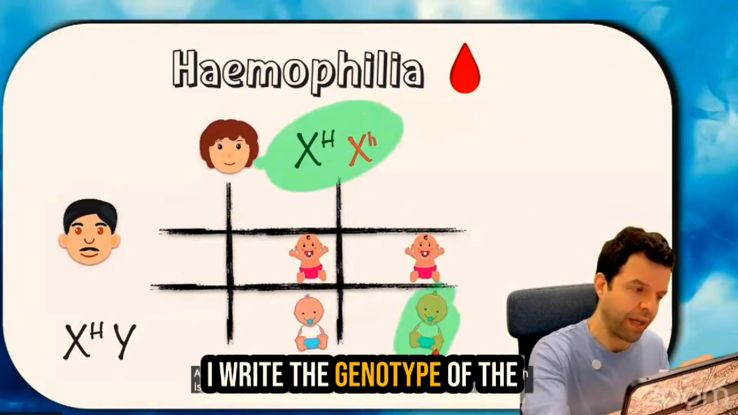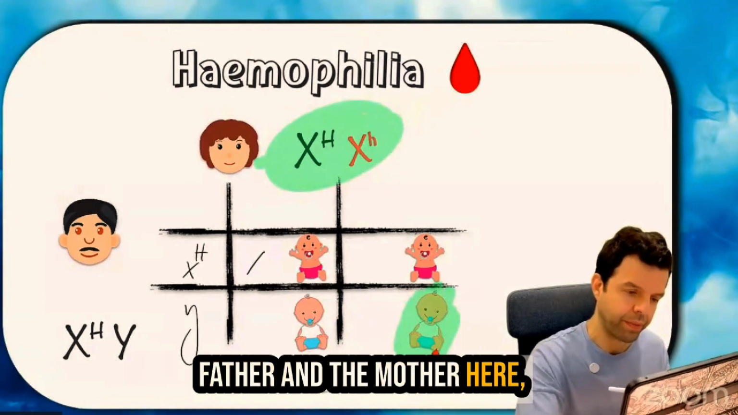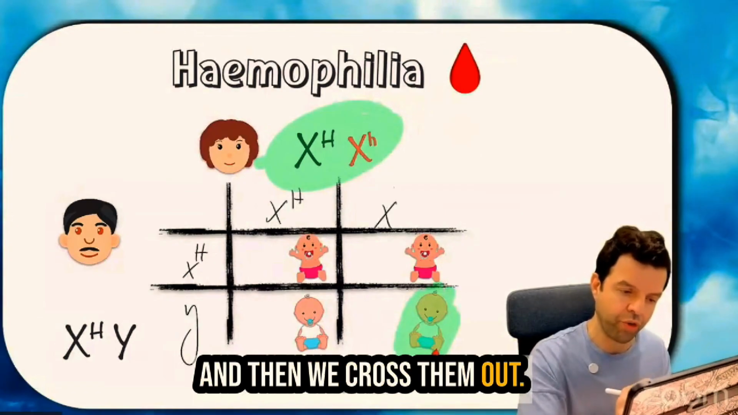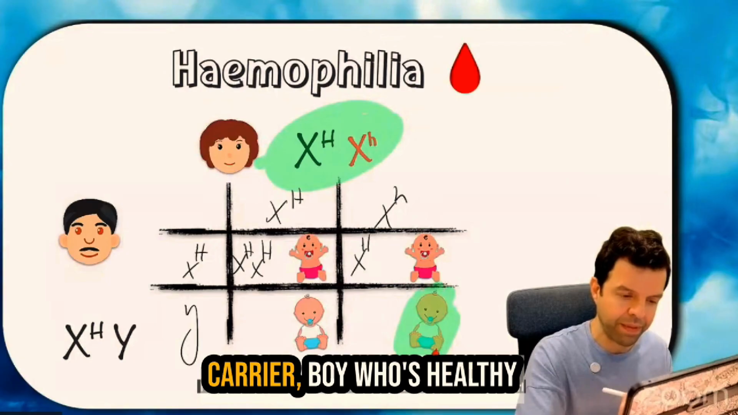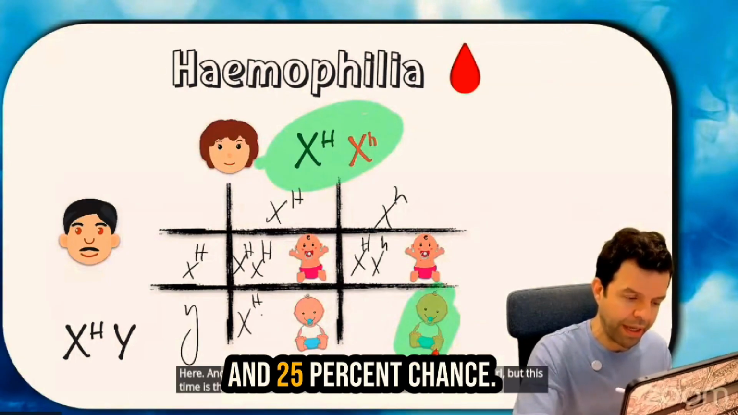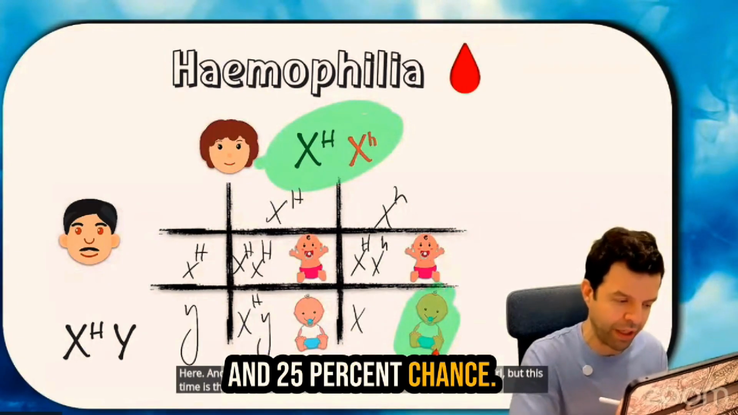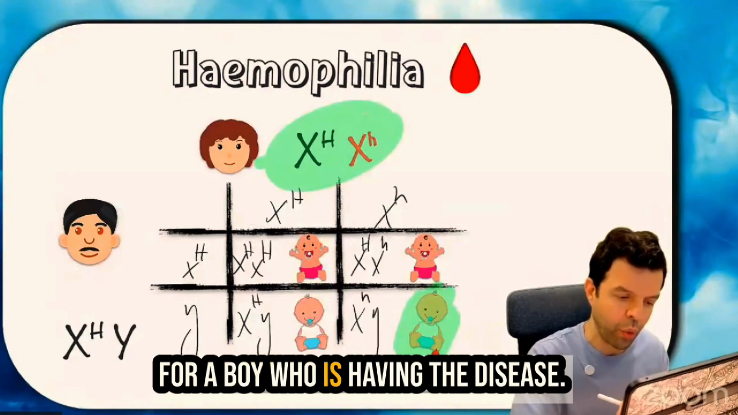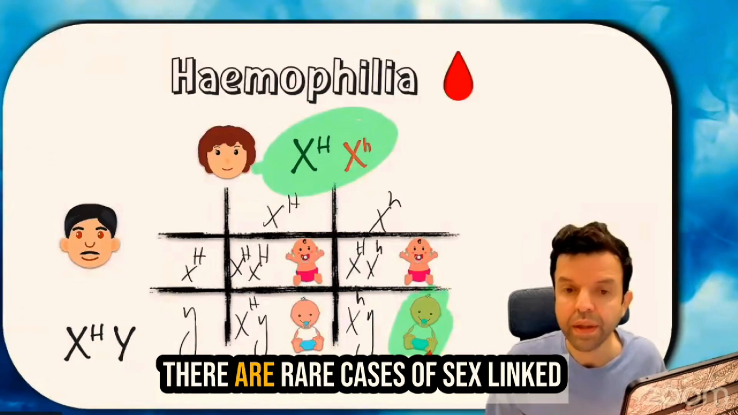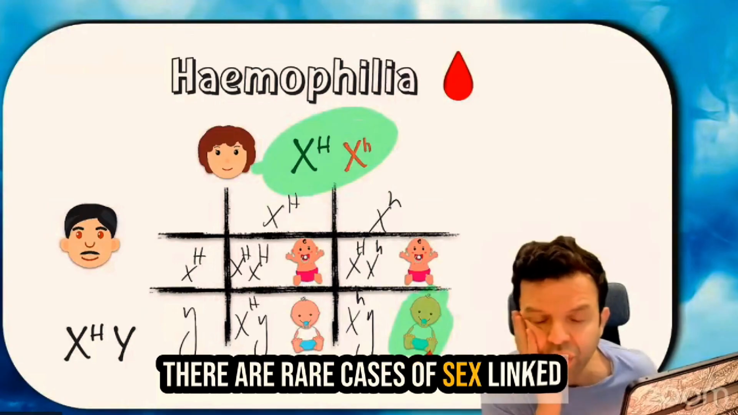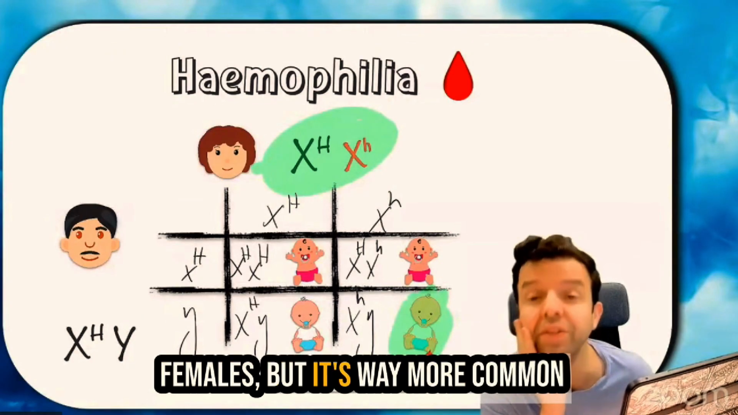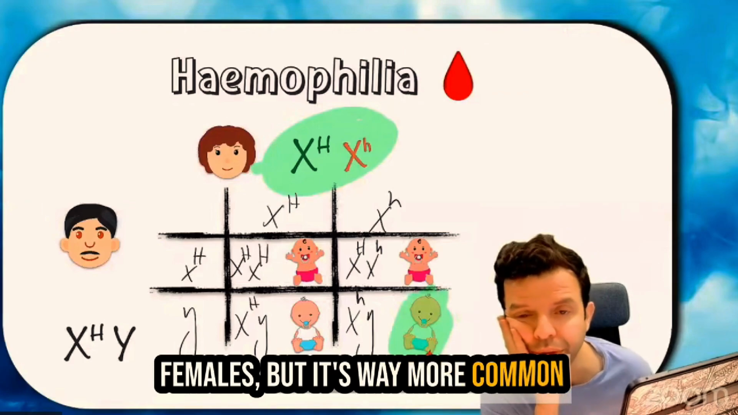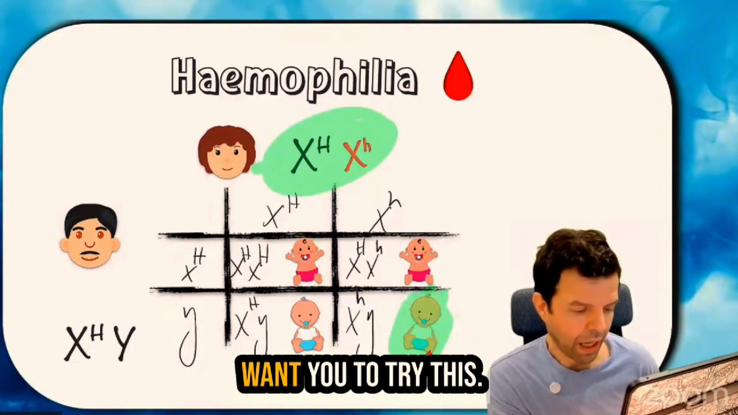I write the gene of the father and the mother here, and then we cross them out. So a girl who's healthy, another girl, this time a carrier, a boy who's healthy, and a 25% chance for a boy who has the disease. There are rare cases of sex-linked disorders where it's more likely in females, but it's way more common to have these issues in males. I want you to try this.